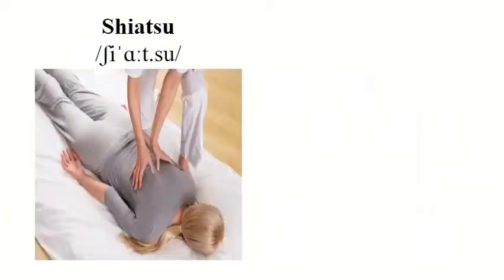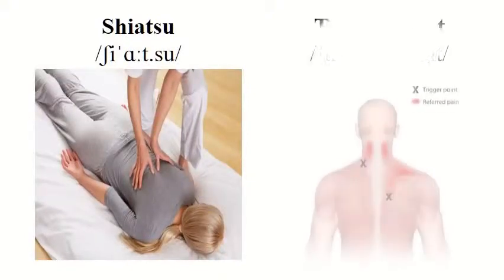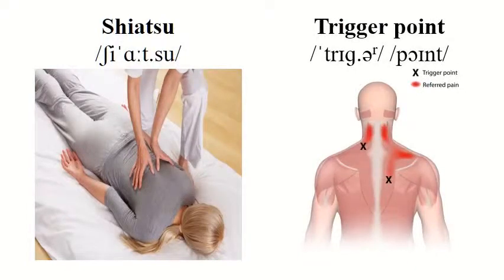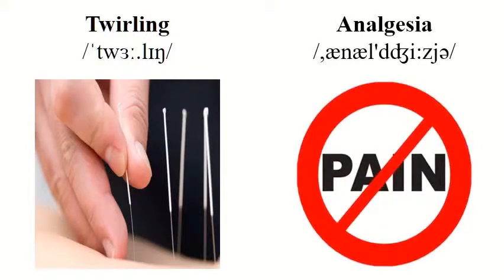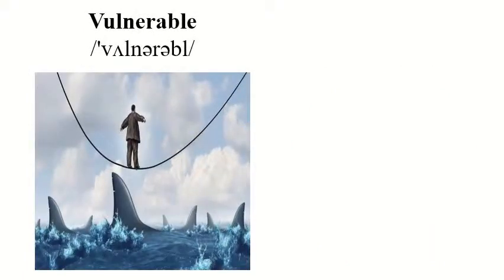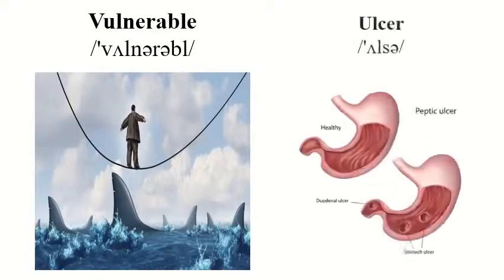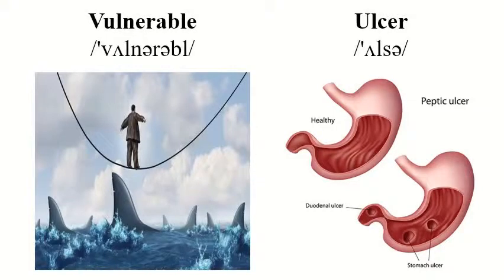Next. Shiatsu. Shiatsu có nghĩa là phương pháp xoa bóp bấm huyệt. Trigger point nghĩa là điểm kích thích. Twirling. Twirling nghĩa là vê kim. Analgesia. Analgesia có nghĩa là sự giảm đau. Vulnerable. Vulnerable có nghĩa là dễ bị tổn thương. Ulcer. Ulcer có nghĩa là loét.